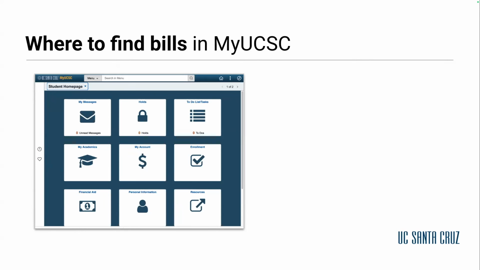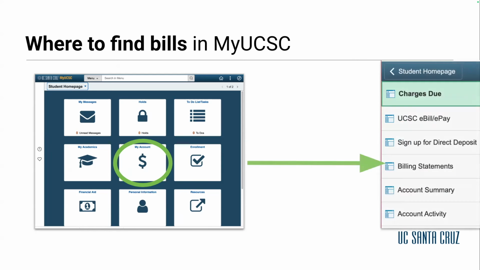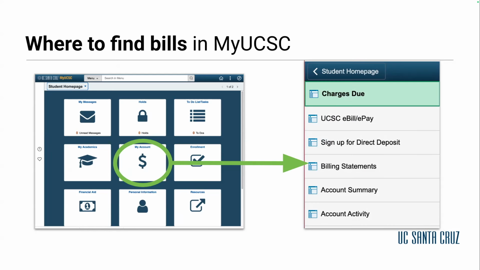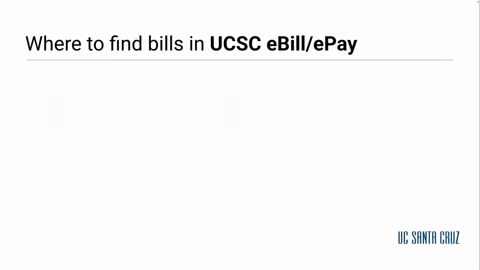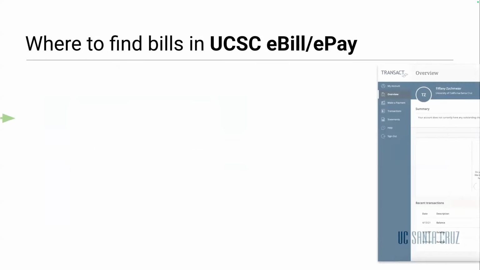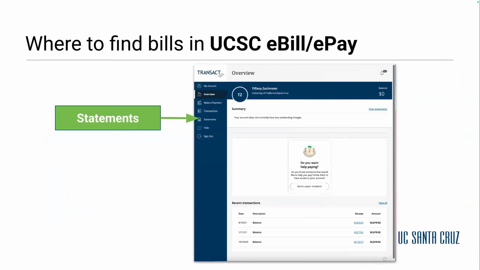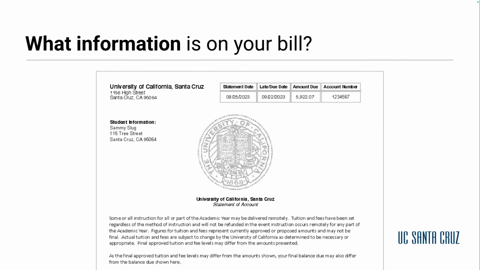When you receive an email or a text message about a new bill, log into the MyUCSC portal, tap the My Account $ tile, choose Billing Statements in the sidebar, and tap the dated link to see the bill. You can also see a different layout of your bills here. Just tap the UCSC eBill ePay link in the sidebar, and then tap the Make a Payment button to access eBill ePay. From there, choose Statements from the menu and tap the dated link of your bill you want to see.